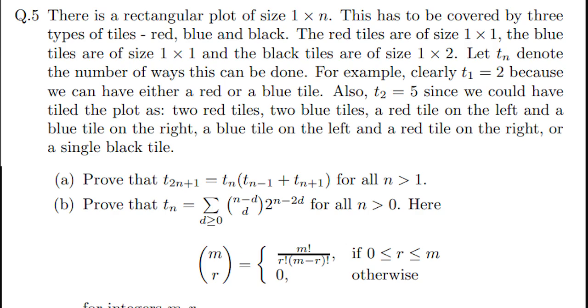Now here it says there is a rectangular plot of size 1 cross n, and this has to be covered by 3 types of tiles: red, blue and black. Now red tiles are of size 1 cross 1. So we have red tiles whose dimensions are 1 cross 1. And then we have blue tiles.